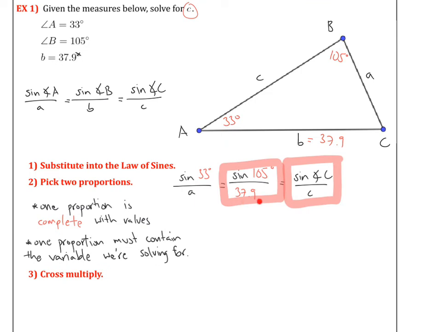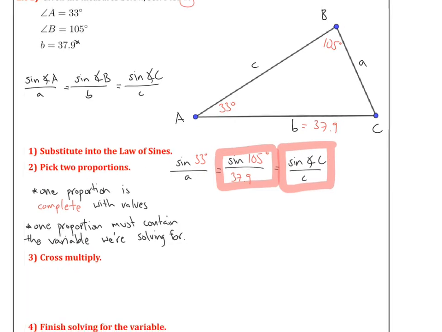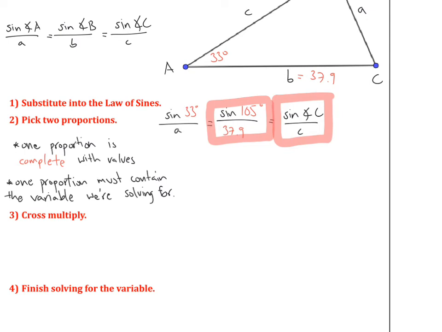So now we've gone ahead and picked our two proportions that we're going to use to solve. Let's take a moment to rewrite these in an equation. So we have sine of 105 degrees divided by 37 and 9/10, and this is equal to sine of angle C divided by little c.